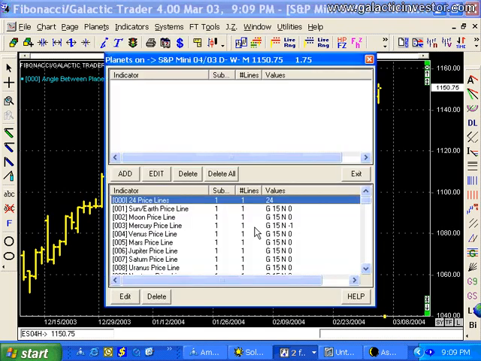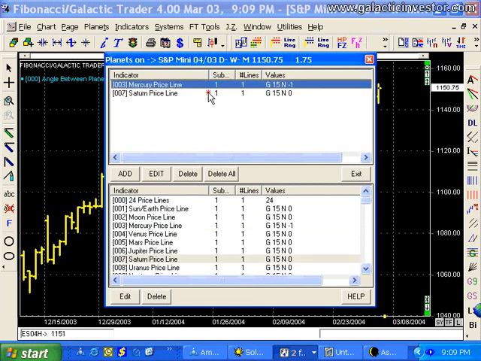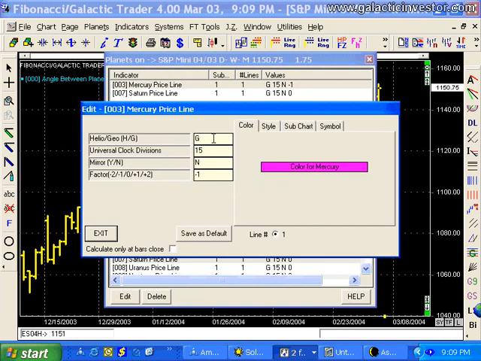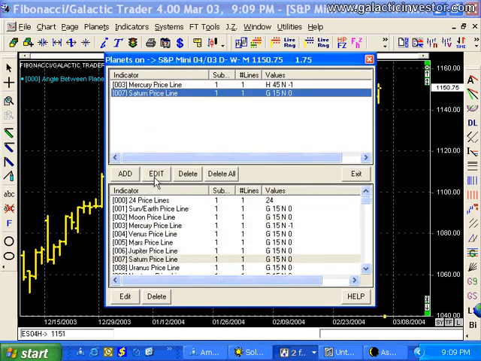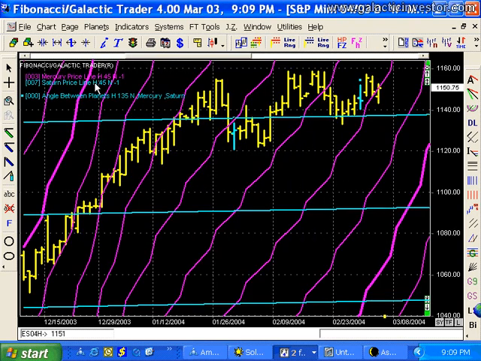Now we go to planetary lines and we add Mercury and we add Saturn. We edit the lines to Helio 45, and we go to Saturn. I'm using a factor of -1 right now. Helio, universal clock division is for the aspect. We're using 45 for the 135 degree aspect, and we're using a factor of -1.